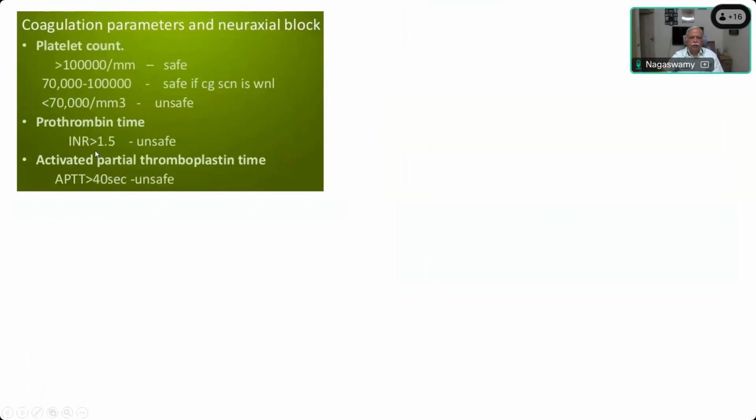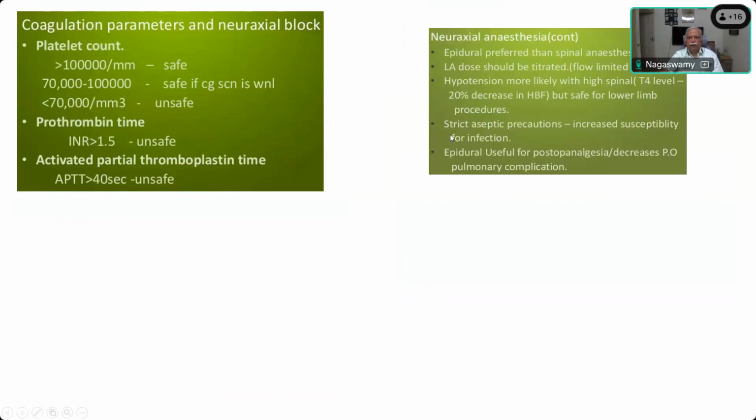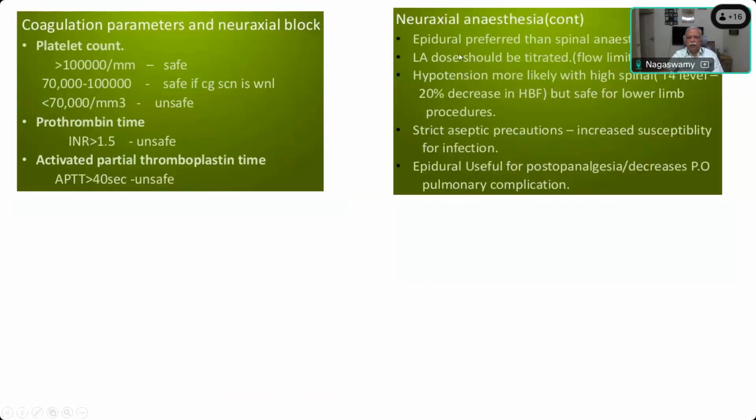Prothrombin time, INR more than 1.5 is unsafe. And similarly, APTT more than 40 seconds is also considered unsafe. Coming to neuraxial, epidural is preferable to spinal because of the lesser sudden hypotension. LA dose should also be titrated because the liver has to ultimately metabolize the local anesthetic agents, and toxicity can be precipitated.